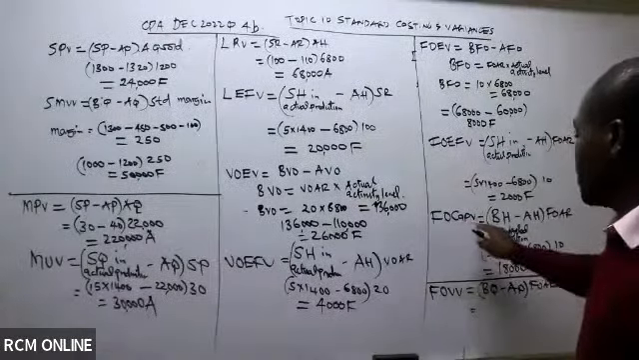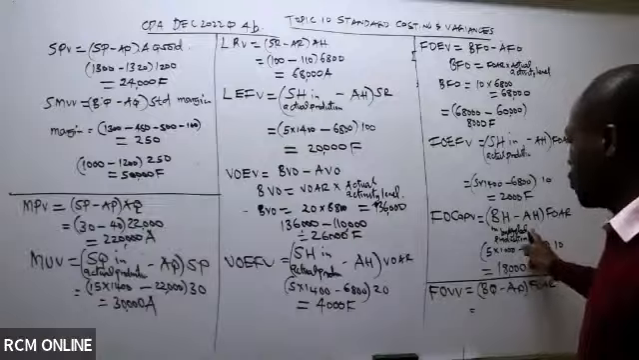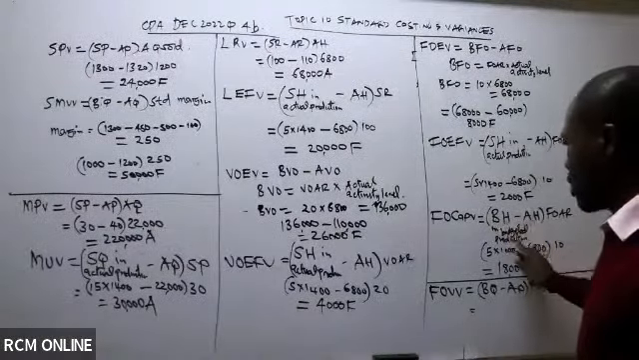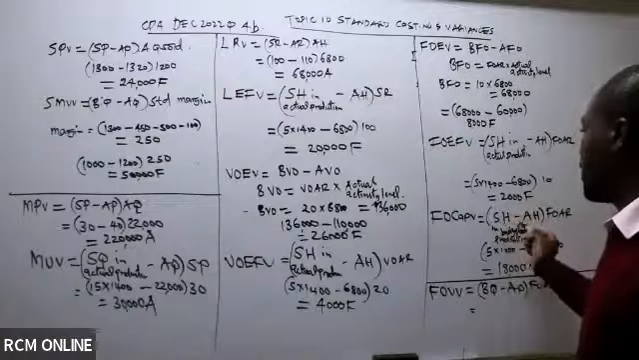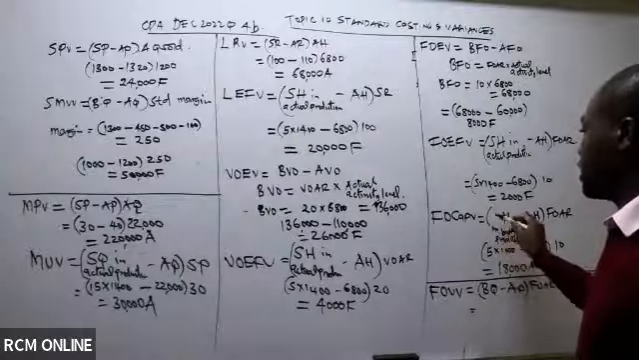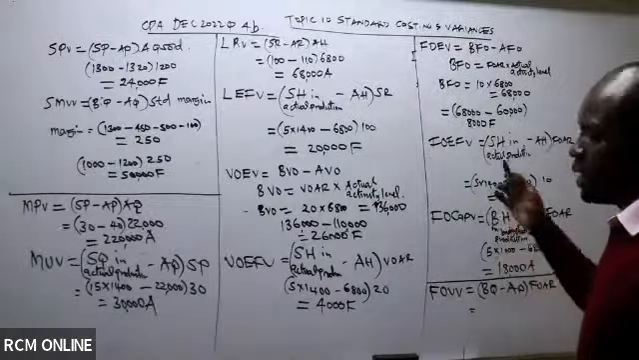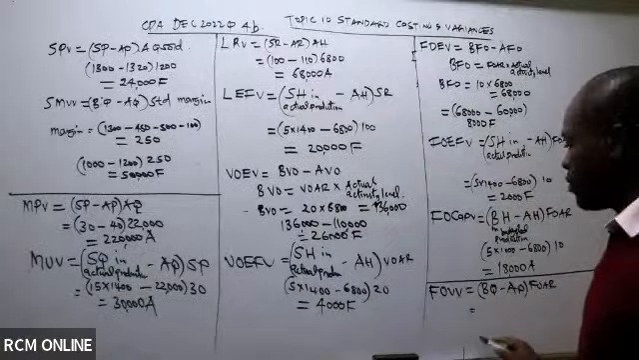Fixed overhead capacity variance is equal to budgeted hours in budgeted production, not budgeted hours in actual production. Or we are of course talking about standard. So it is standard hours in budgeted production or standard production. That's why we basically take it as total budgeted hours as per the budget. Under this part, budgeted quantity is 1,000.